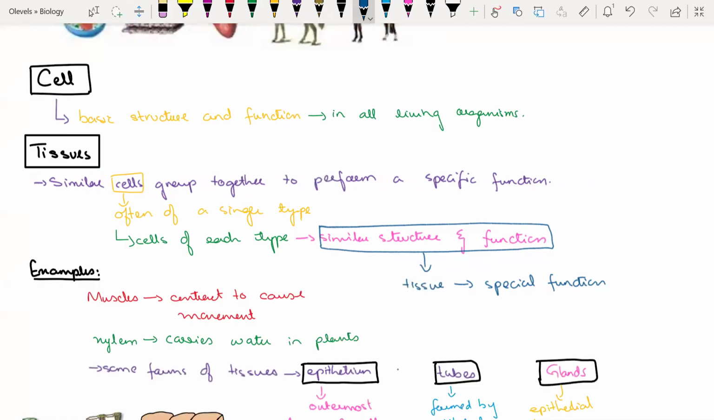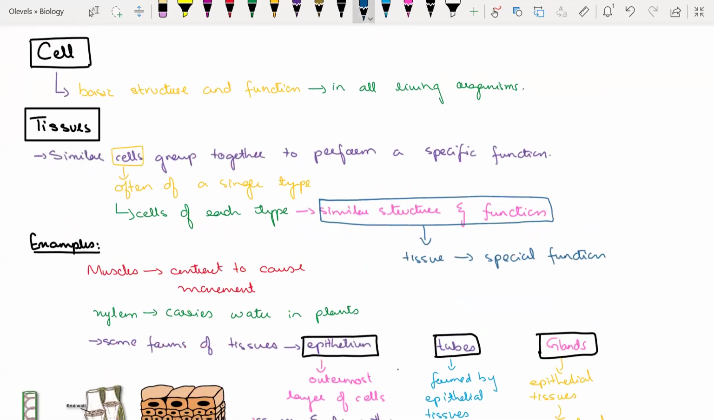Topic again, right? Okay, now look here at the tissues. We know that similar cells group together to perform a specific function, and these cells are often of a single or similar type. If the cells have a similar structure and a similar function, we call them a tissue. And these tissues perform some special function.